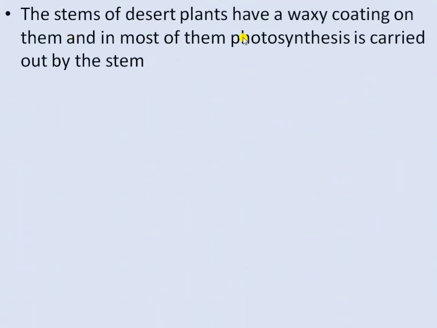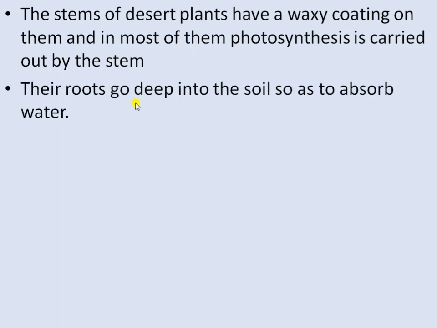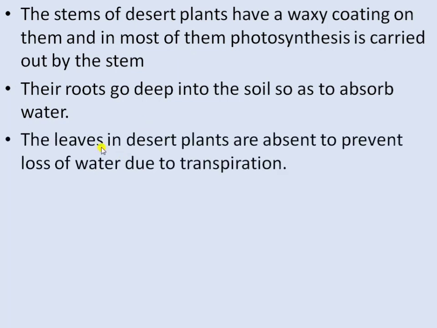Next, the stems of desert plants have a waxy coating on them, and in most of them photosynthesis is carried out by the stem. Their roots go deep into the soil to absorb water. The leaves in desert plants are absent to prevent the loss of water due to transpiration. So that's why they have spines instead of leaves.